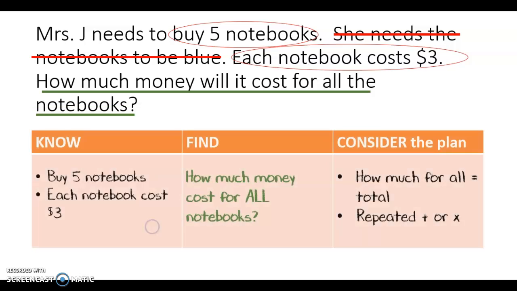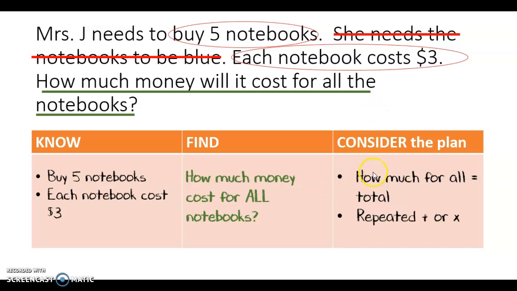So if we organize our thinking into a KFC chart, we know that I need to buy 5 notebooks. We know that each notebook costs $3. What do we need to find out? The question says, how much money will it cost for all the notebooks? Notice that I put all in capital letters because we want to know the amount of money for all the notebooks. And finally, we need to consider our plan.